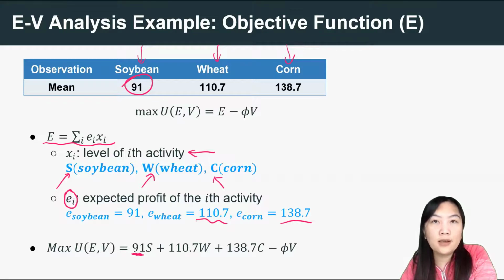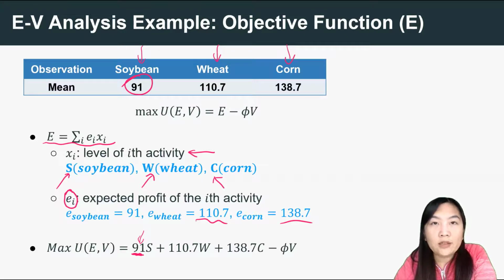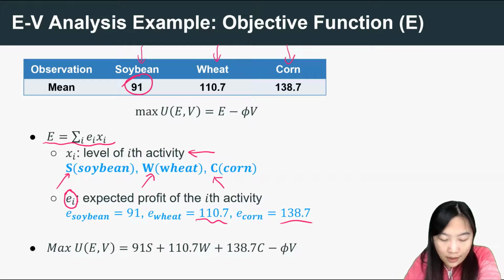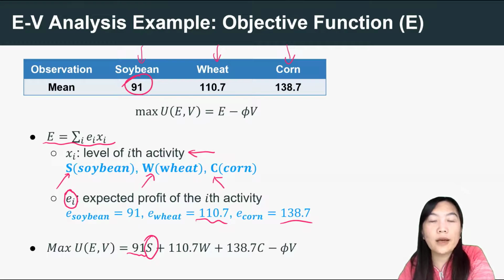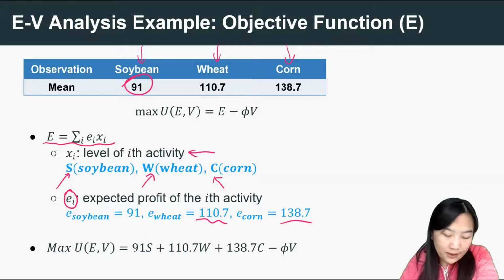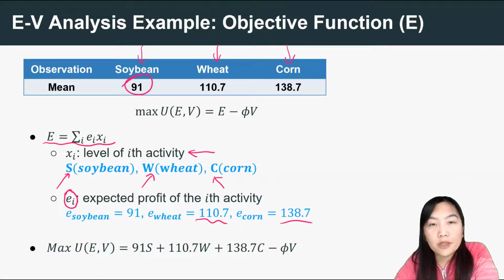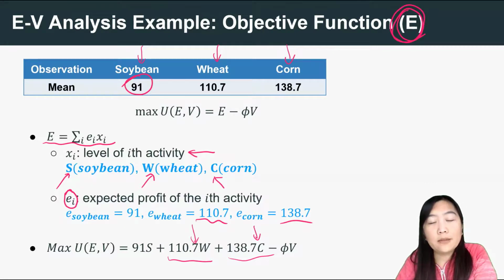It's the expected profit the producer can get from growing 1 acre of soybean. And then 91 is a unit profit times the level, the acres of land allocated to soybean. Together, that's the profit that the producer gets from growing soybean. And again, you get the profit for wheat and the profit for corn. So we get the E part of this problem solved.